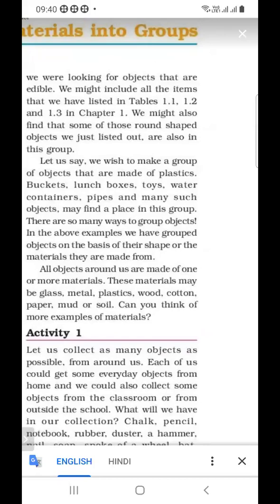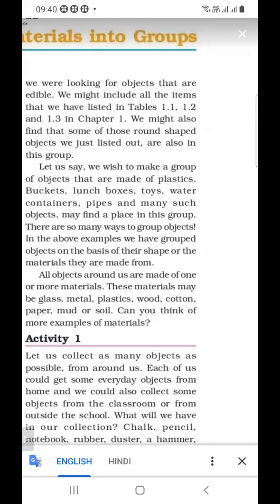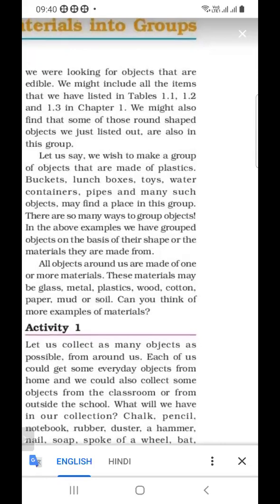So you have to write 5 objects that are made up of plastic. And what are examples of plastic? Buckets are made up of plastic. Lunch box, the pipes, the toys and water bottles are also made up of plastic. So all these materials are made up of plastic.